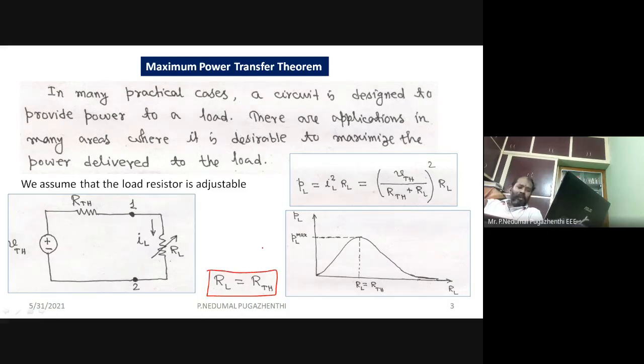They may ask you in a 2 mark question what is the condition for the load resistor to receive maximum power from the source. So if the load resistance value is equal to the Thevenin resistance value RThevenin, then maximum power will be transferred from the voltage source to the load resistor. Got the point? What is the condition? If RL is equal to RThevenin, then maximum power will be transferred from the source to the load.